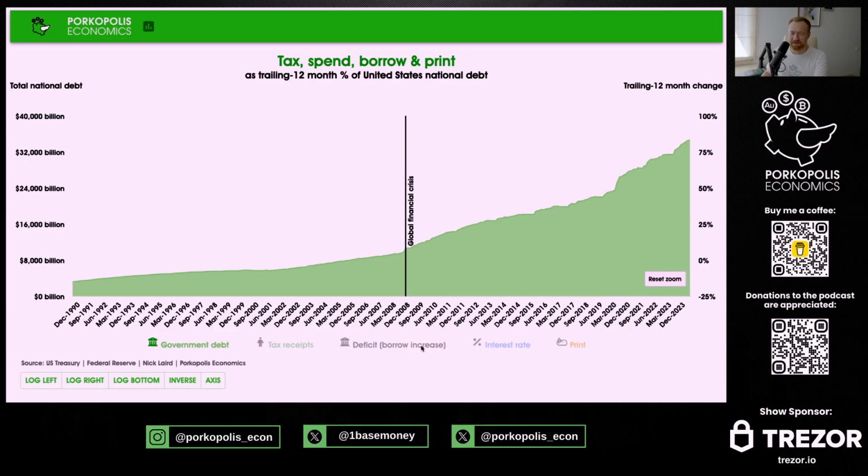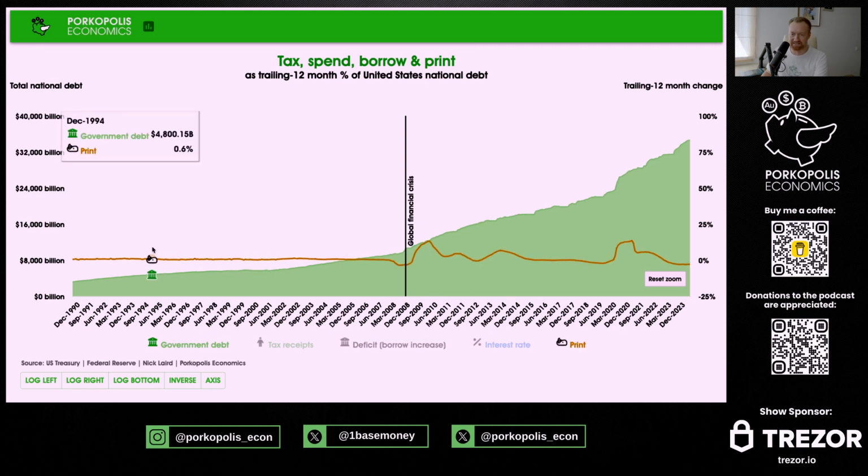Again, the point I am trying to say with showing this is that it's much more complicated on the surface, and you would be surprised, in fact, how little relative to the debt the central bank monetizes it or prints. It's not much. Look at how little it was during the 90s. In June of 1998, over the trailing 12 months, the Federal Reserve only printed 0.5% of the government debt.